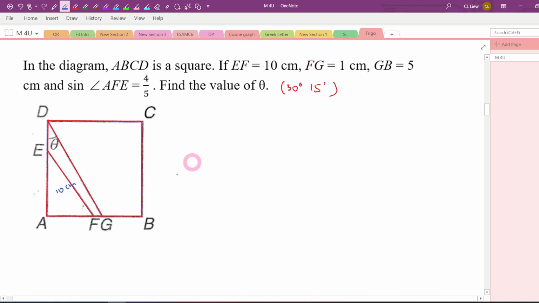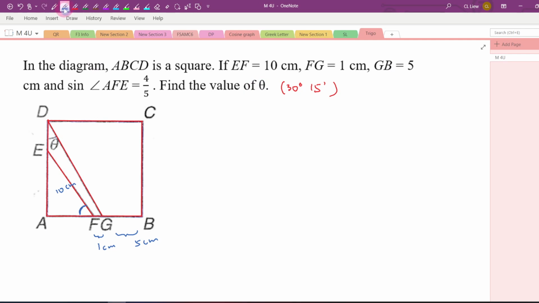FG is equal to 1. This is equal to 1 centimeter. GB is equal to 5. This is 5 centimeters. And sine AFE, where's AFE? AFE, which is over here, is equal to 4 over 5. Find the value of theta.